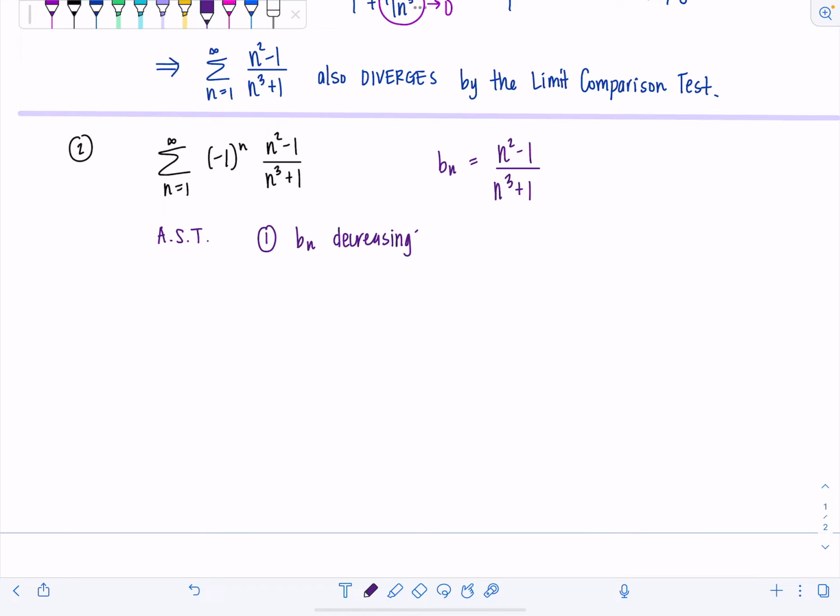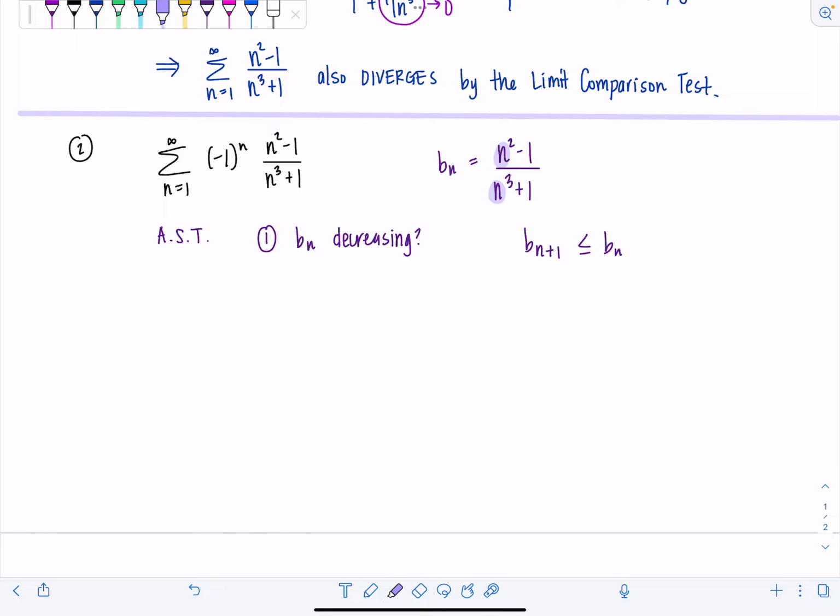Well, it's a little hard to show an inequality. One way to do it is to show that Bn plus 1 is less than or equal to Bn. But if I add n plus 1 where I see n, both the numerator and denominator are going to get larger, so it's not going to be a nice inequality to show. Instead, let's just try to see if the derivative is negative. That's equivalent to showing something's decreasing.